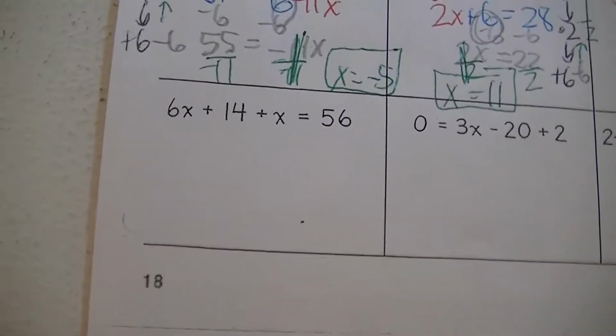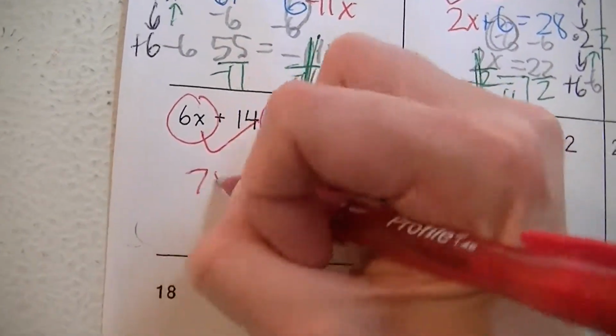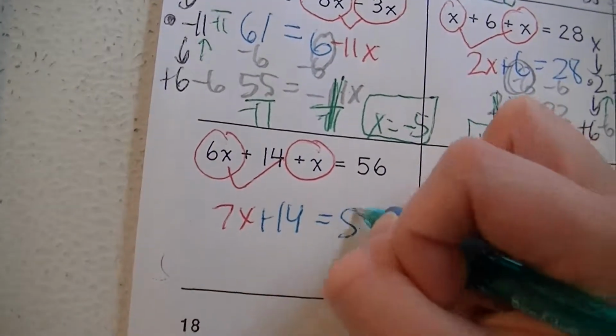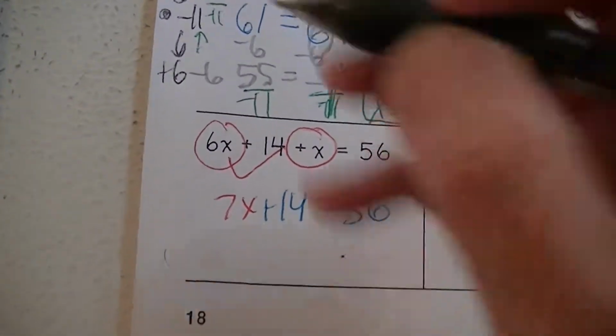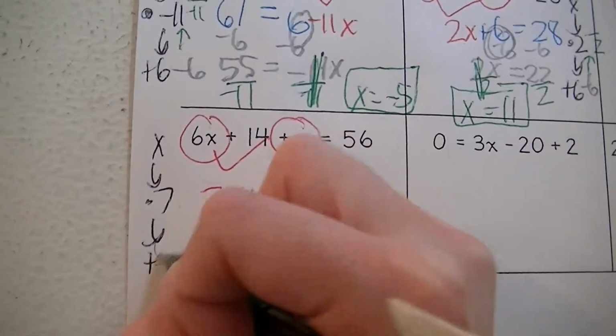Okay, combine like terms on the same side of the equal sign. So 6x plus x is 7x. Bring down what's left, which is positive 14, equal sign, and the 56. Build that. Started with x, then they multiplied it by 7, and then after that they added 14.